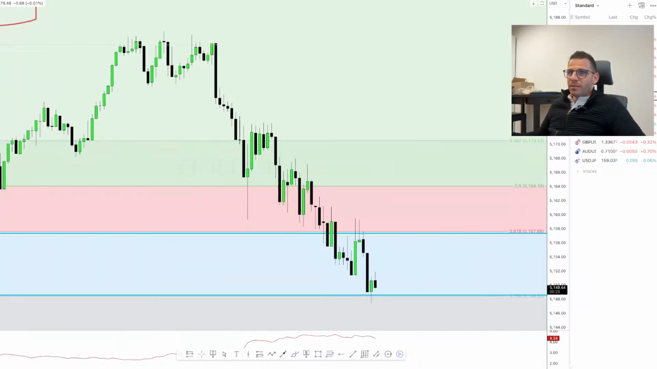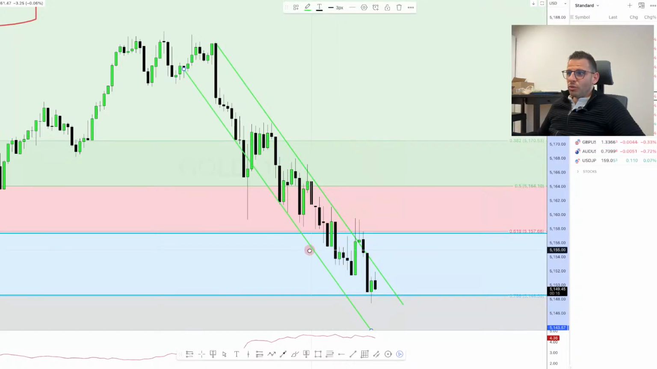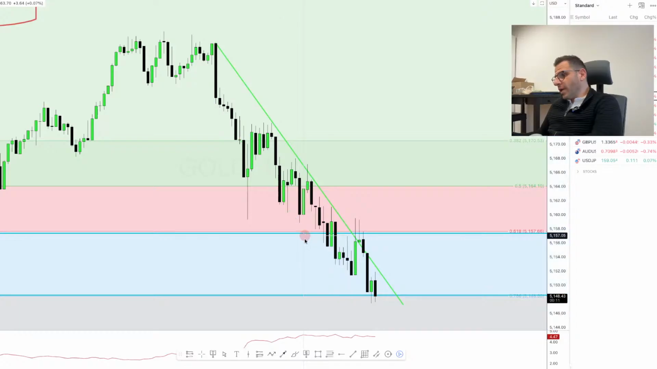One of the best ways to look for changes in the overall market is to draw some trend lines and wait for the trend line breakout.